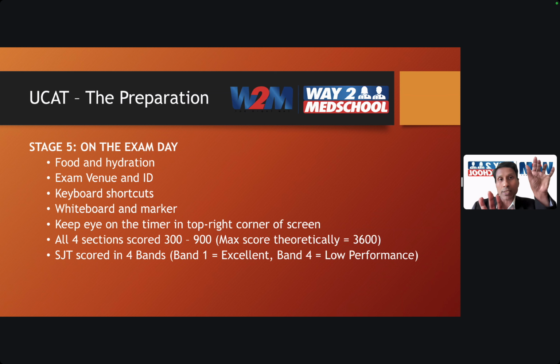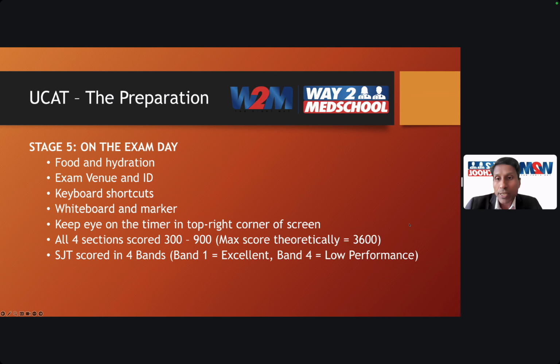And actually in the exam there is a timer on the right side, so keep an eye on that. You should know how you are progressing. And if you are doing well, the maximum score theoretically is 3600, but as I said, it is impossible for anybody to score 3600 because of the time. If the same question paper is given to hundreds of people, they could score 3600 because the questions are all answerable, but it's very difficult to do it in the 2 hours. And situational judgment is marked differently. It will be like band 1 to band 4, excellent to low performance.